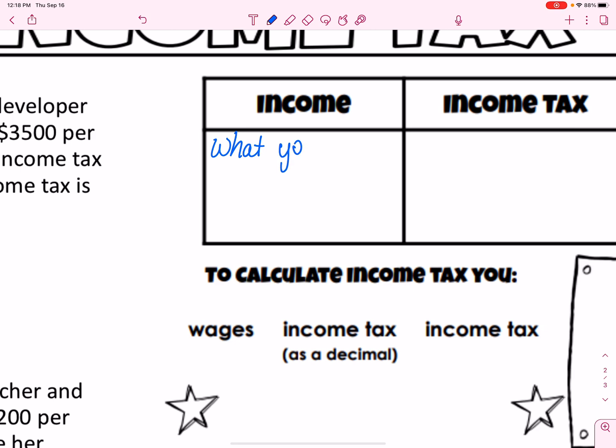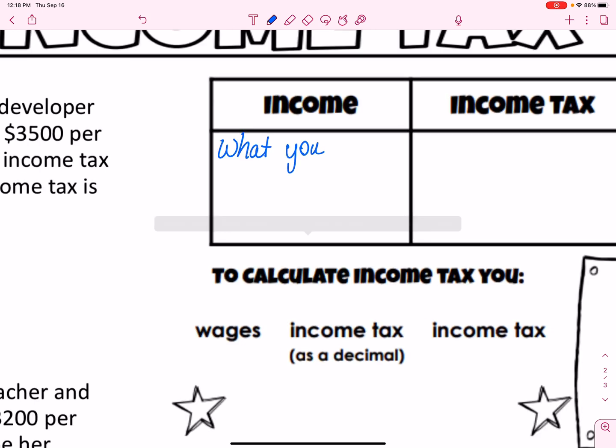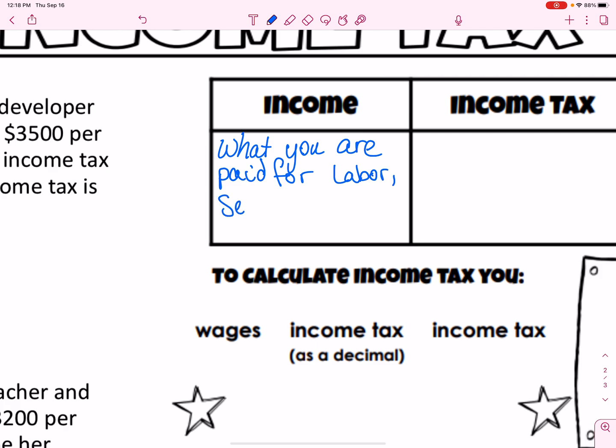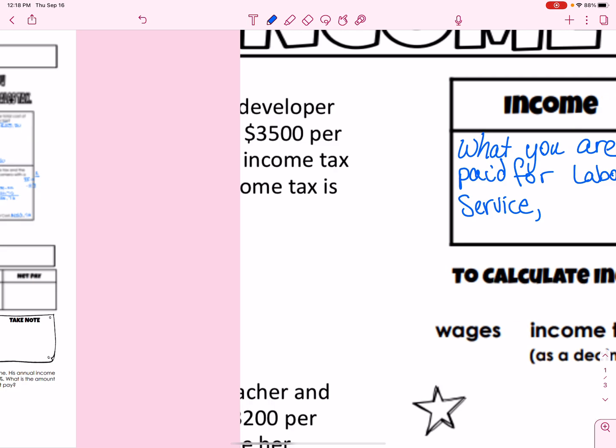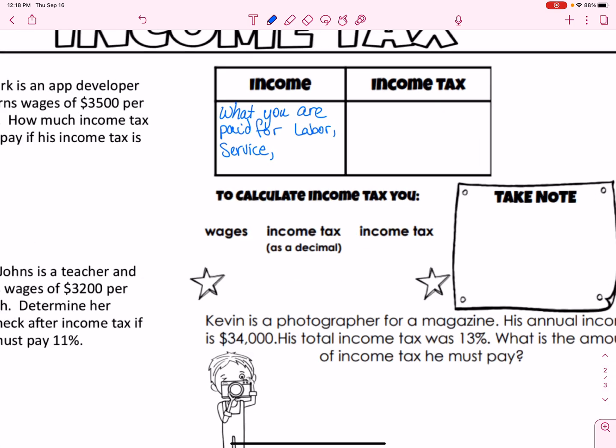What you are paid for labor, for services. Basically, it's a job.